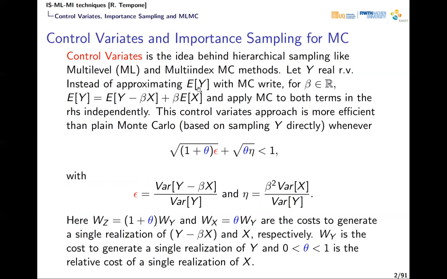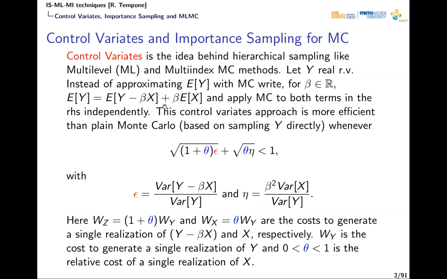Instead of approximating the expected value of y with Monte Carlo directly, sampling from y, we instead represent the expected value of y by summing and subtracting the same term, namely beta times x. You see here that there's a cancellation and we still get the same value, the expected value of y, on the right-hand side. Here x is a variable that is essentially cheap to sample and is correlated with y.